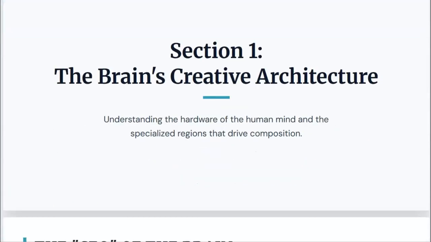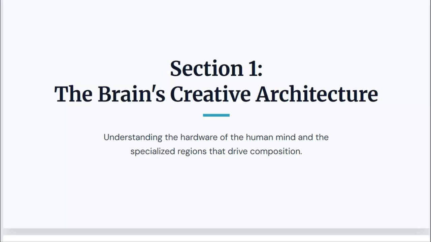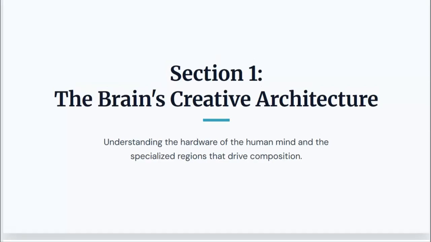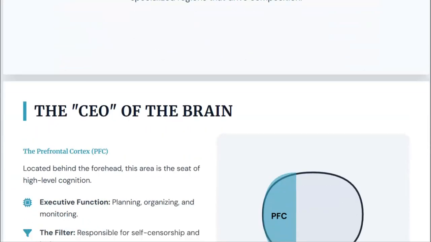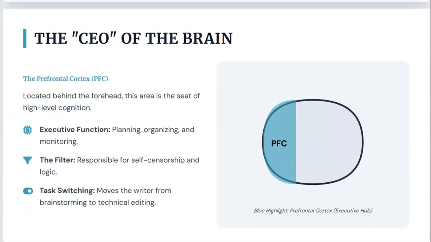First of all, we've got several sections in this presentation, and the first section is the brain's creative architecture. Let's start by understanding the hardware of the human mind and the specialized regions that drive composition. So we're basically tying writing and composition to brain activity. Okay, let's look at the CEO of the brain, the prefrontal cortex, the PFC.